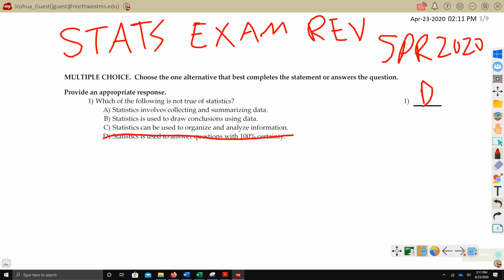That ain't it. D is the answer here of which of the following is not true of statistics. A, B, and C are all true. You don't say anything with 100% certainty in stats. All right, let's go to the next one.